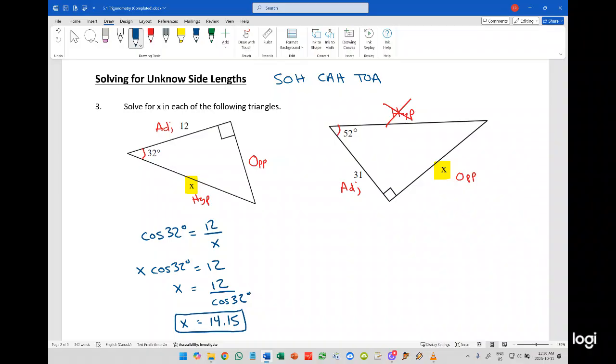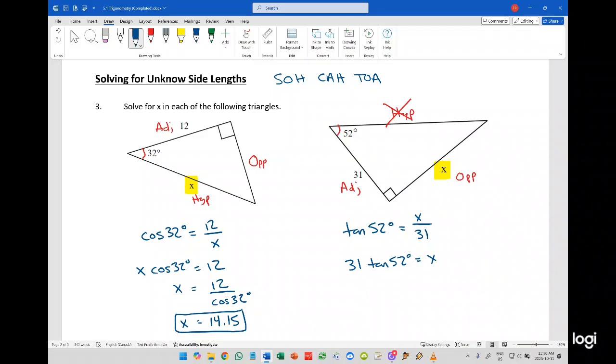What we do need to do is find the trig ratio that uses both opposite and adjacent, and that would be the tan. So the tan of 52 degrees equals the opposite, which is x, divided by the adjacent, which is 31. And what you can do is just multiply both sides by 31, and you'll get x by itself.